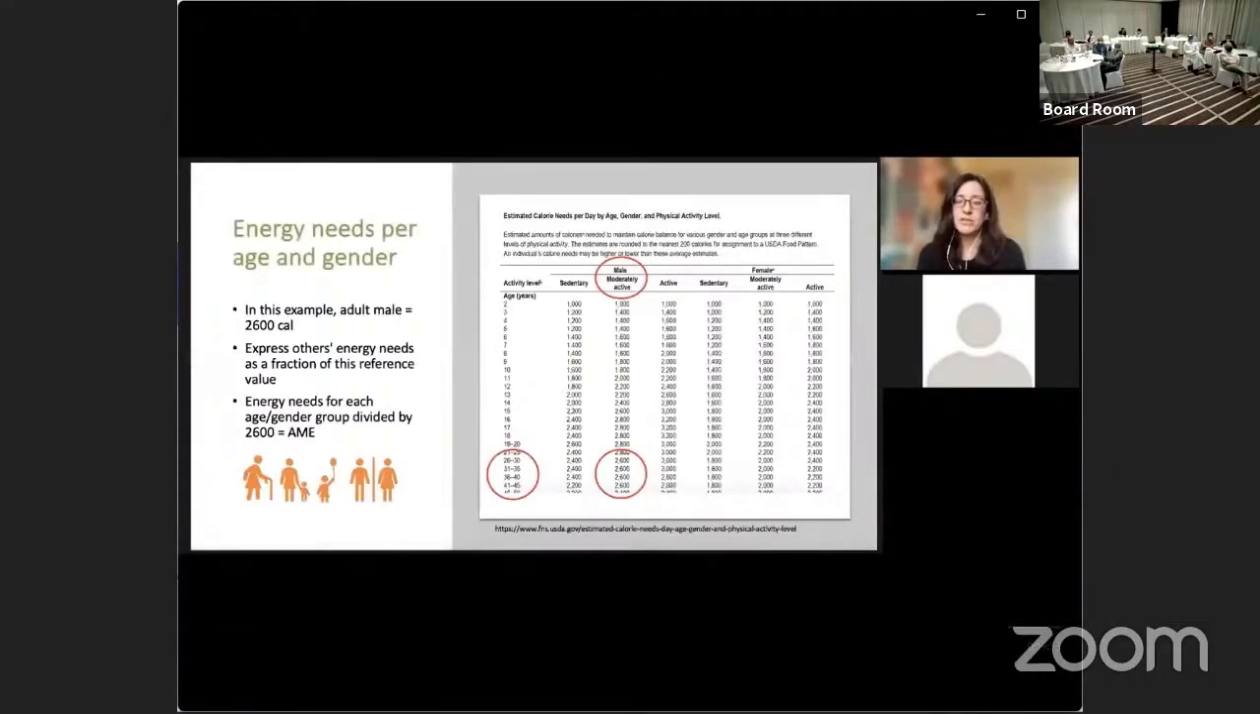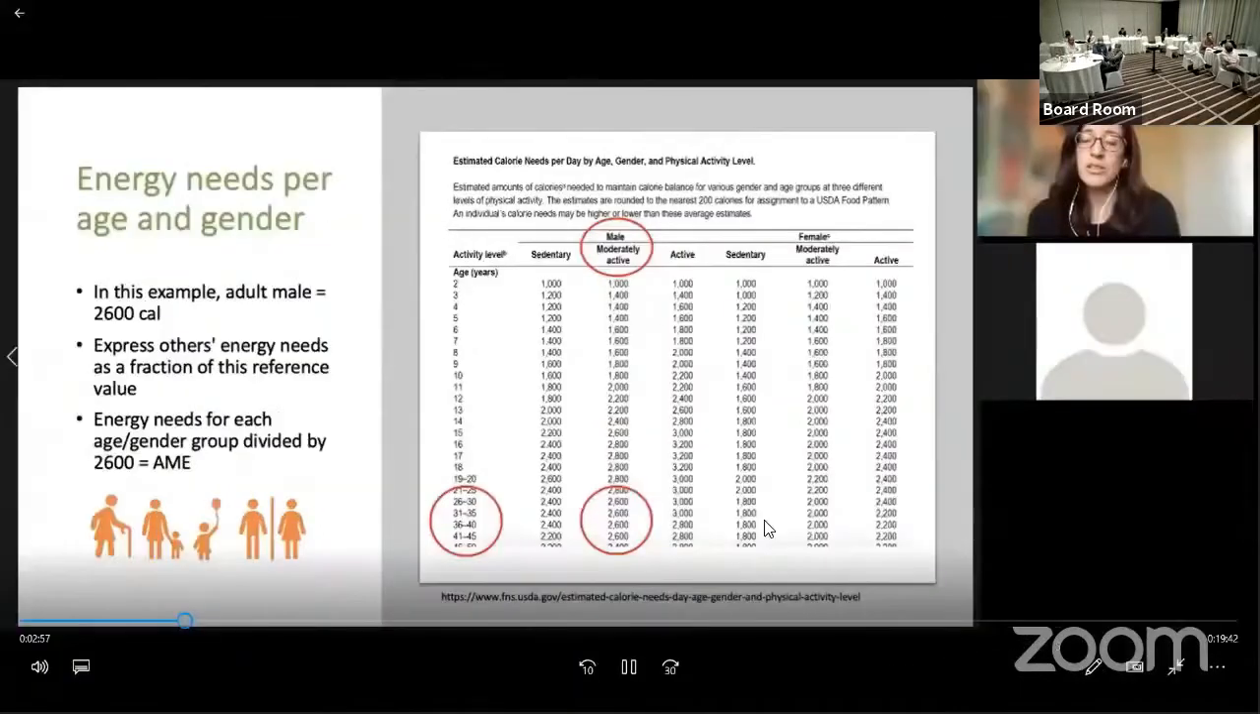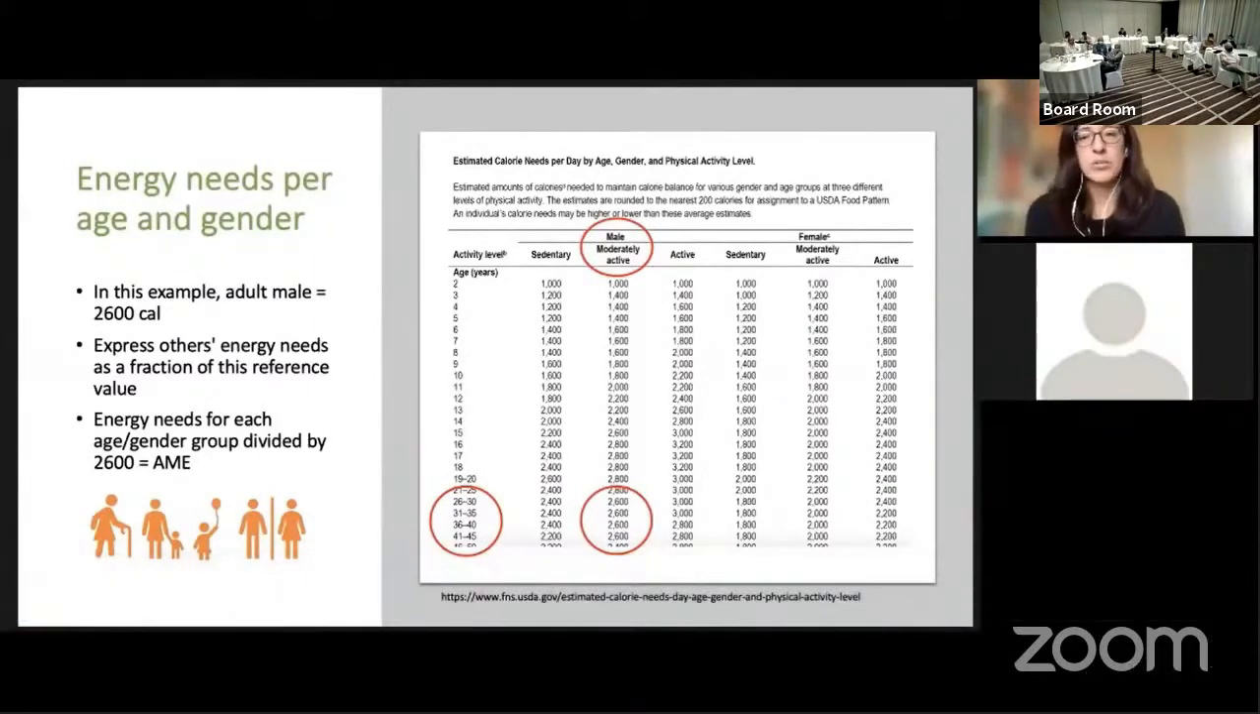An AME is based on the energy needs of an adult male. The energy needs of other age and gender groups are then expressed as fractions of this reference value. Standard energy needs per age and gender are available from various sources. This, for example, is a table from the United States. If we look at male, moderately active, and age between 26 and 40, we see that the estimated energy need is 2,600 calories. You can use this as your AME, or you could also choose a different table, perhaps something more specific to your country.